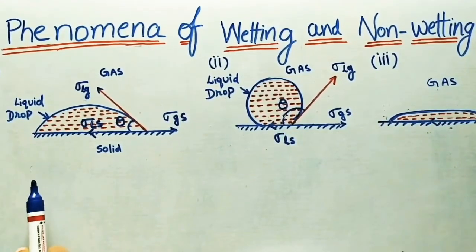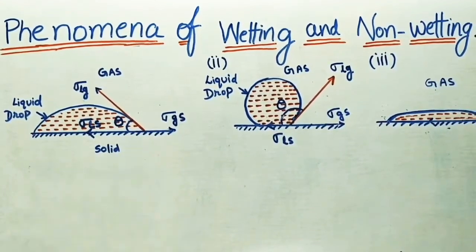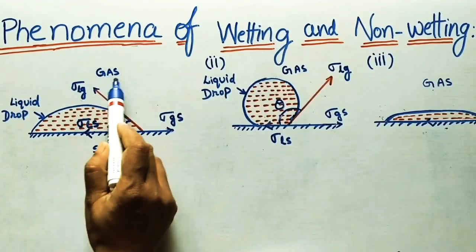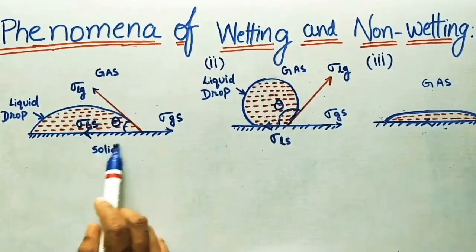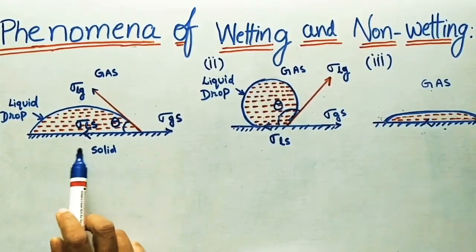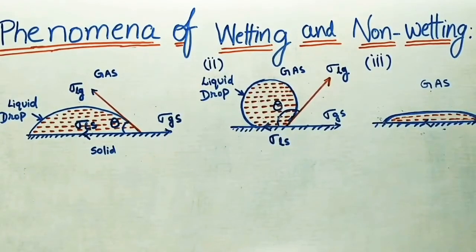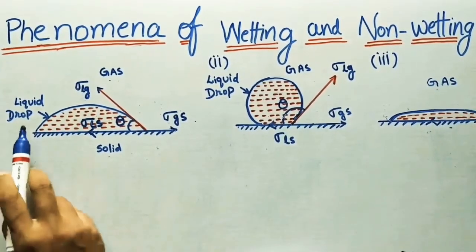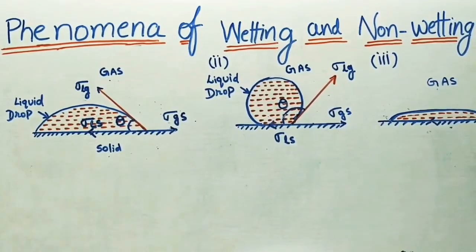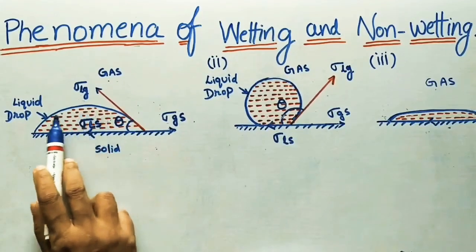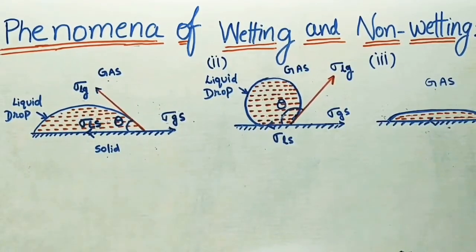Take the first one. In it we are taking the liquid drop in this shape. Here we have the gas, and this surface is a solid surface. On this solid surface the liquid drop will form. How many mediums are there in the liquid droplet forming on this solid? There are three mediums: gas above the drop, the liquid, and the solid.